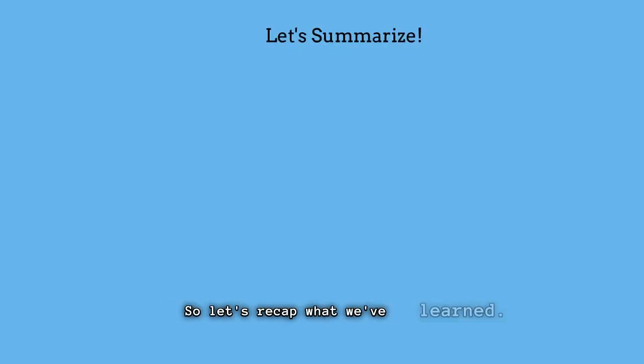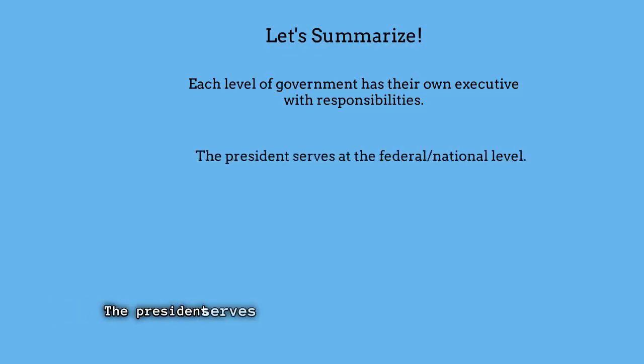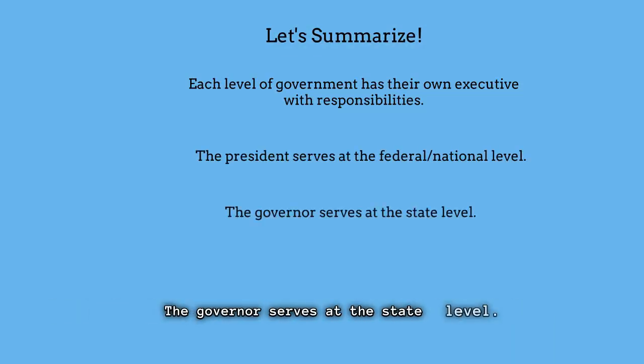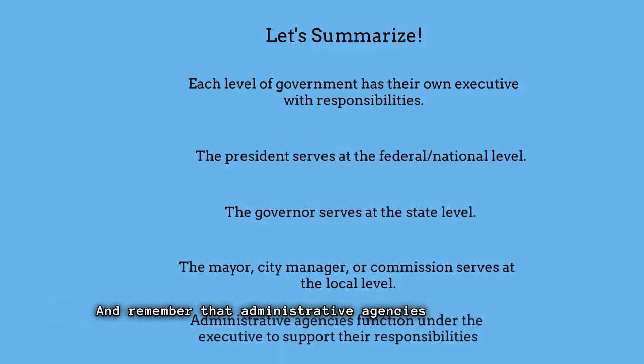So let's recap what we've learned. Remember that each level of government has their own executive with responsibilities. The president serves at the federal or national level. The governor serves at the state level. The mayor or city manager serves at the local level, as does a commission. And remember that administrative agencies function under the executive to support their responsibilities.